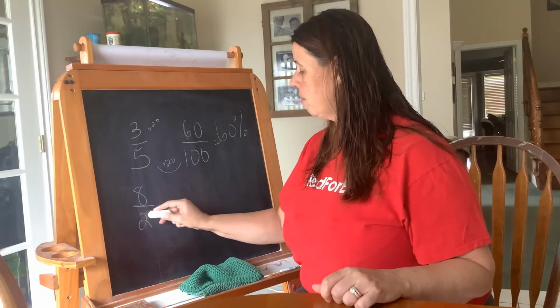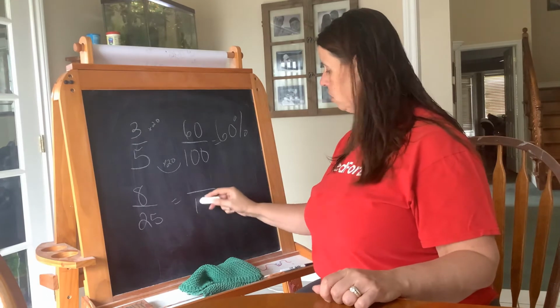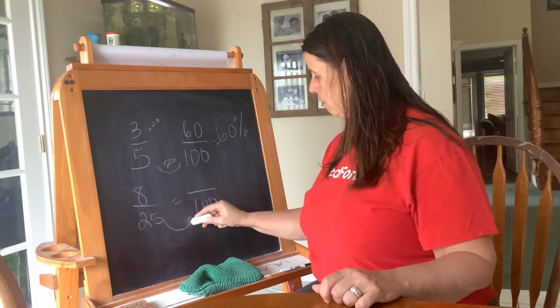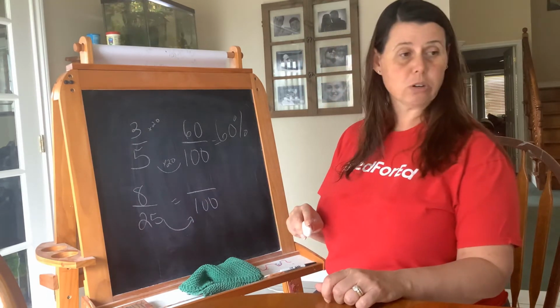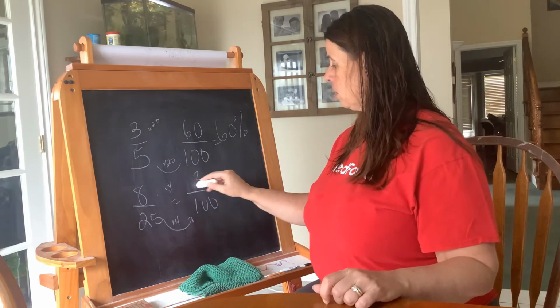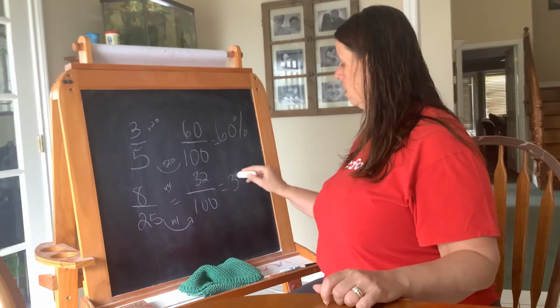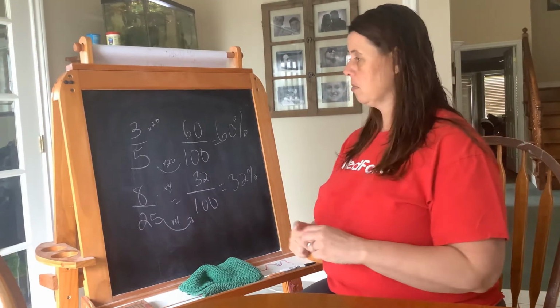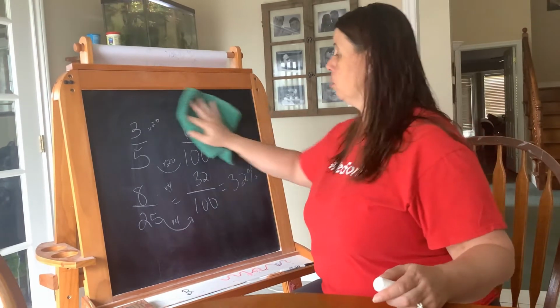8 over 25. I got to get to 100 to make a percent. How do I get from 25 to 100? How many quarters make a dollar? Times 4, times 4. 8 times 4 is 32. 32 over 100 is 32%. Okay? Pause the video, go finish question 1.